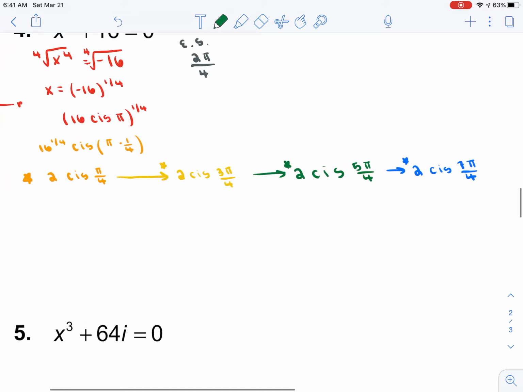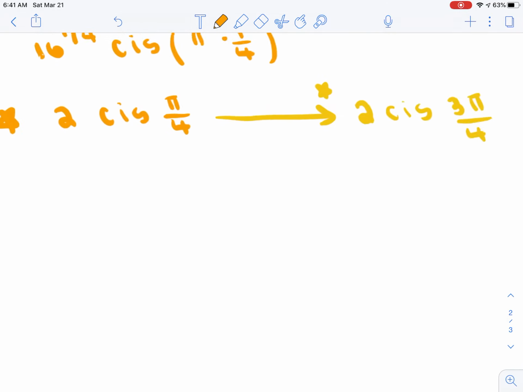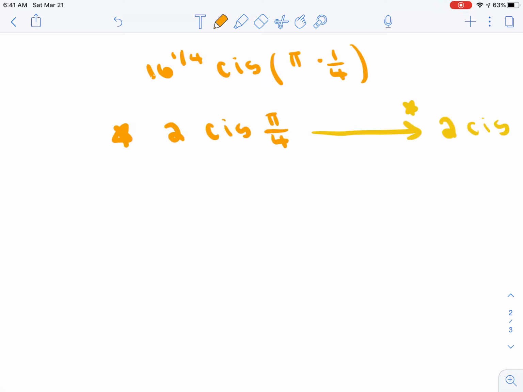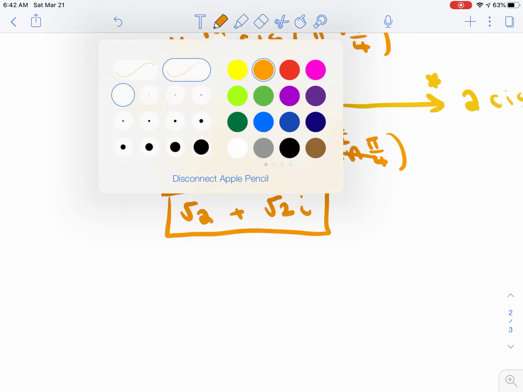This is really cool because then what you need to do is really just find the one like I've been doing, and then the rest of them just change the signs. So let's make sure we get this first one right. 2 cosine pi over 4 plus i sine pi over 4. We're going to get a root 2 over 2, root 2 over 2. When you distribute that 2, we get root 2 plus root 2 i, and that is my first solution.